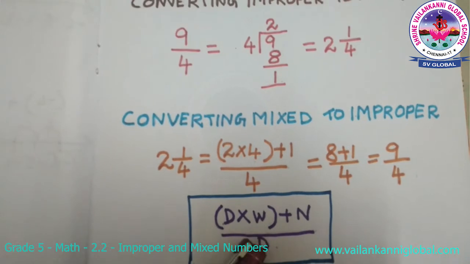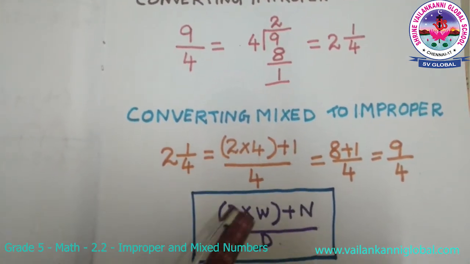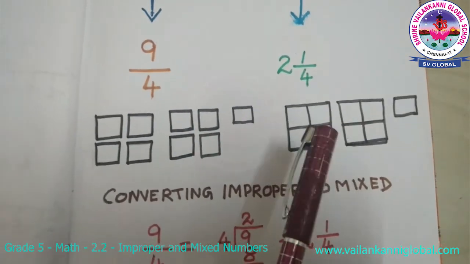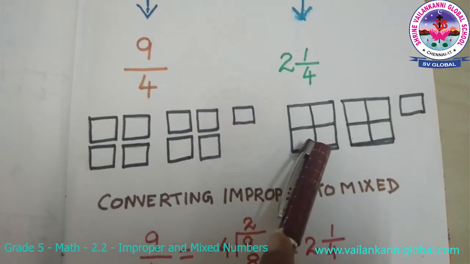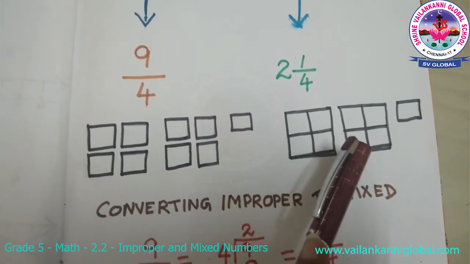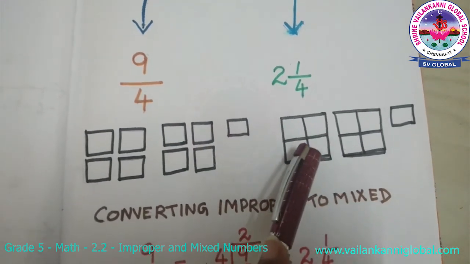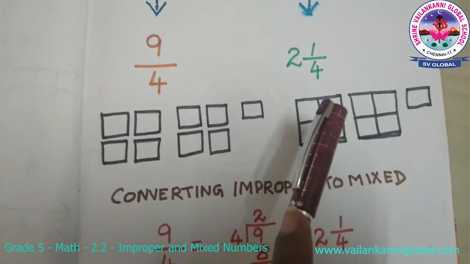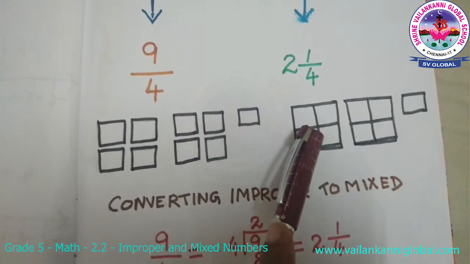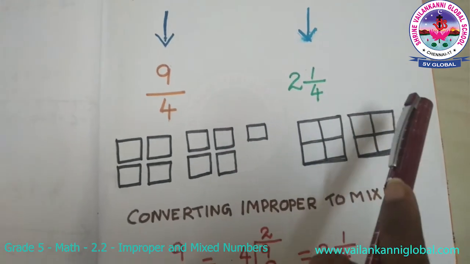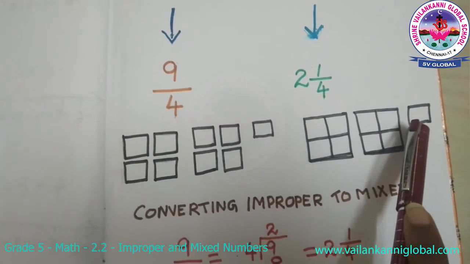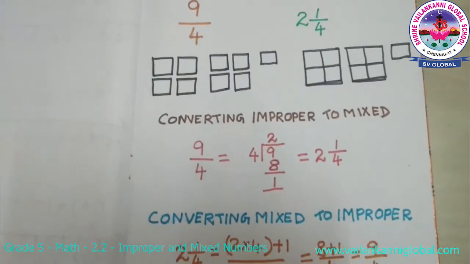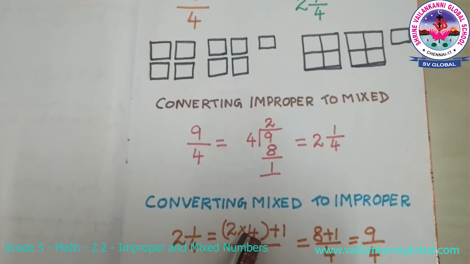Let us see why we are using this formula. Here, how many 4s are there? 2 4s, so 2 into 4. That's why we are multiplying 2 into 4. So 4 parts, 2 times are there. So 4 into 2, plus, how much is remaining? 1 part is remaining, so we add that 1. So here 2 into 4 plus 1.